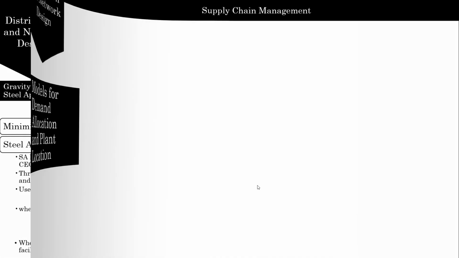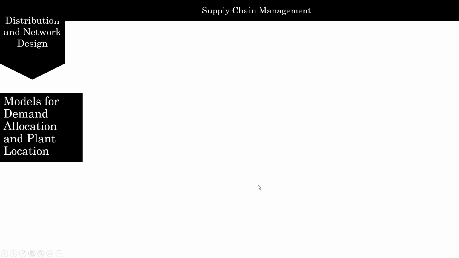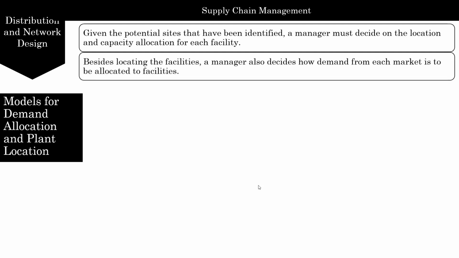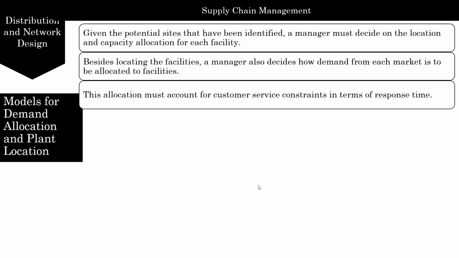So now let's look at the last model, which is both demand allocation and plant location models. Now this is essentially after the potential sites have been identified. A manager must decide on the location and capacity allocation for each facility. Besides locating the facilities, a manager also decides how demand from each market is to be allocated. And this allocation must account for customer service constraints and response times, etc.